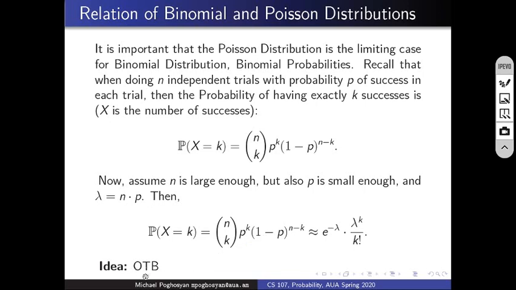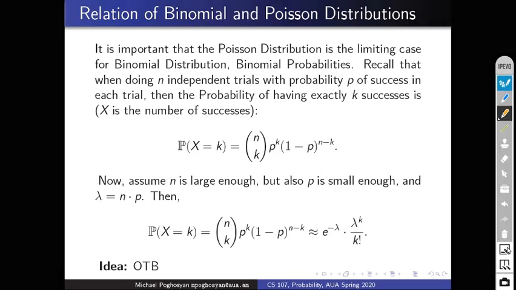So let me give the sketch of the proof that this is close to that Poisson probability. So what we are trying to prove is the following. I'm writing binomial probabilities: n choose k times p to the k times 1 minus p to the n minus k.